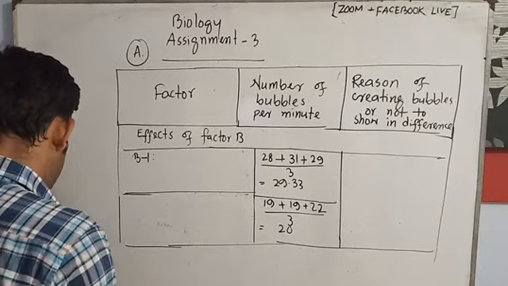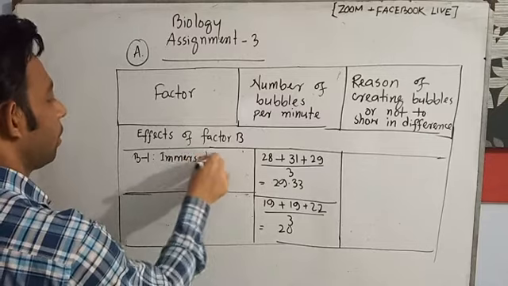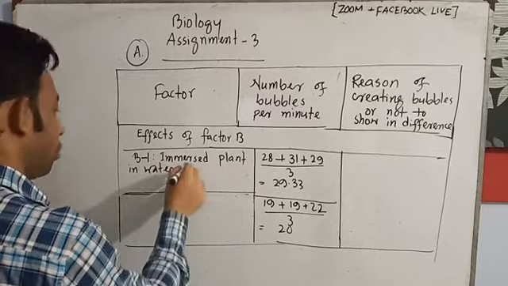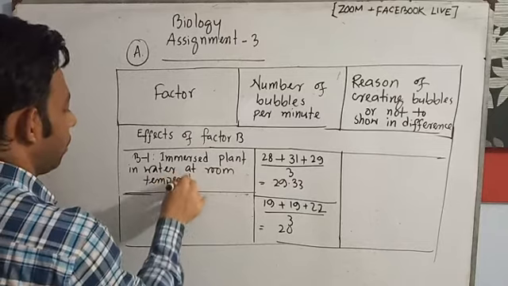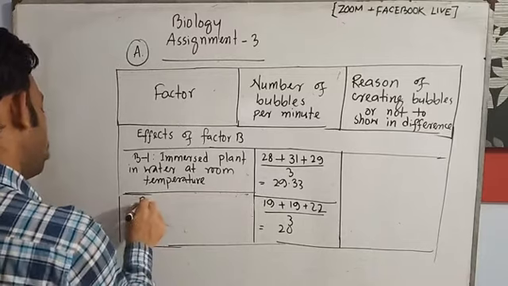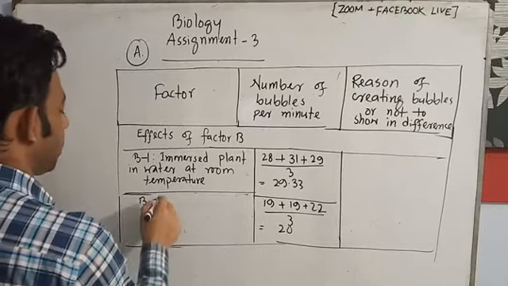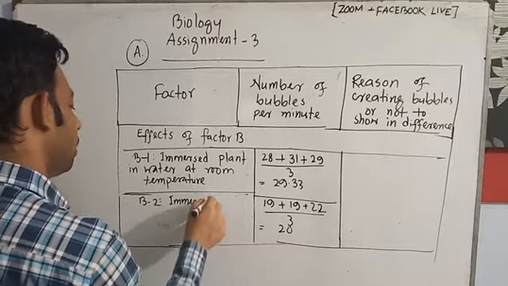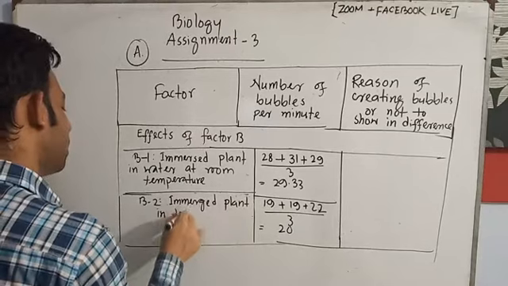Immerse plant in water at room temperature. Very interesting. Room temperature. Okay. And B2 is given in there. Immerse plant in tepid water.